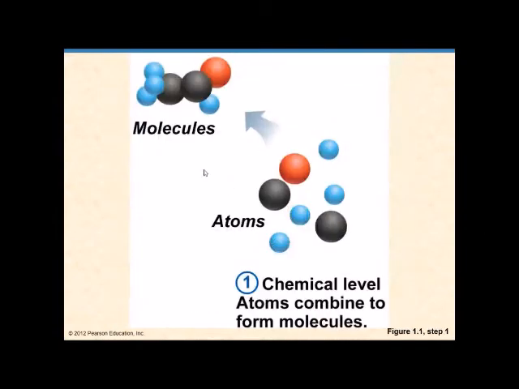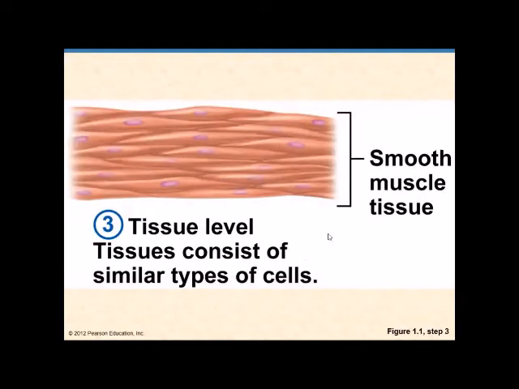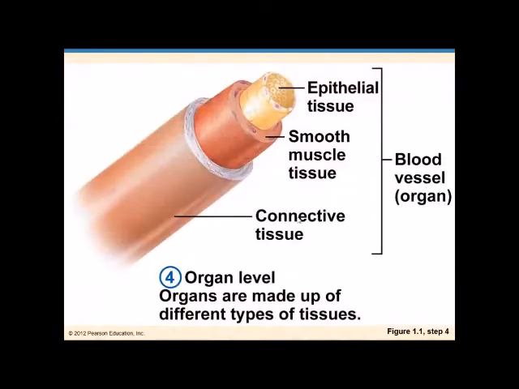Let's take a look at each of these levels. We have molecules, which come from atoms. We have an example of a cell, which is smooth muscle. Cells are made up of a variety of molecules. We have tissues, and in this case, it is a smooth muscle tissue made of lots of smooth muscle cells.